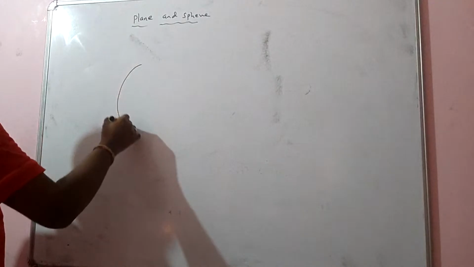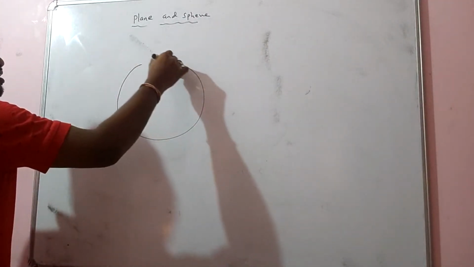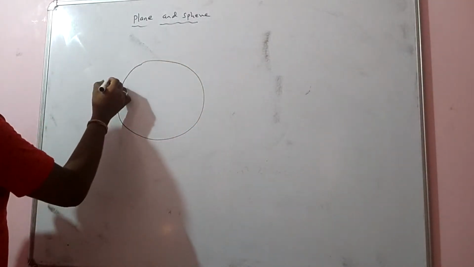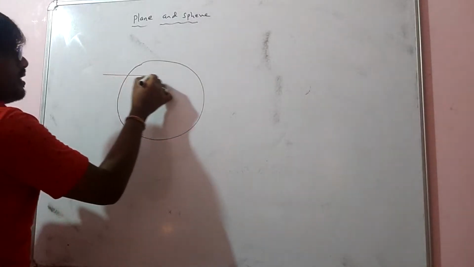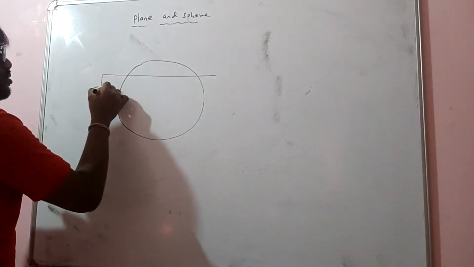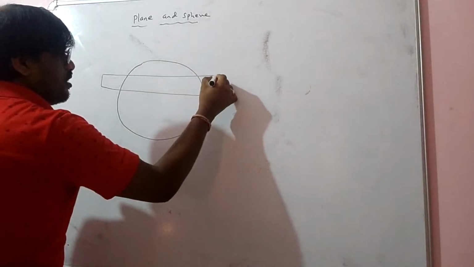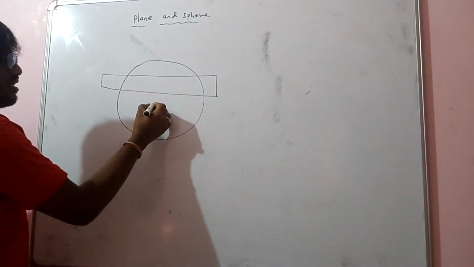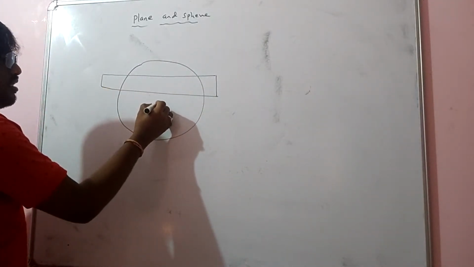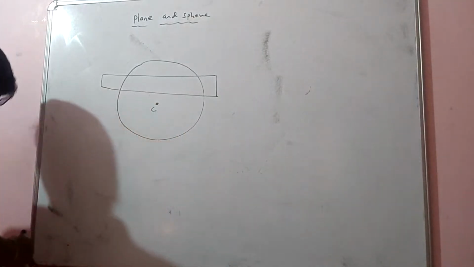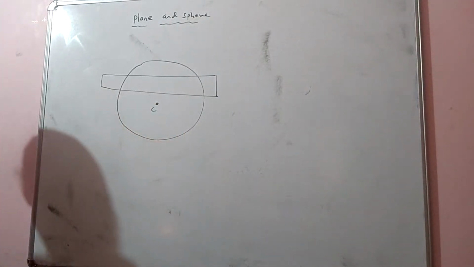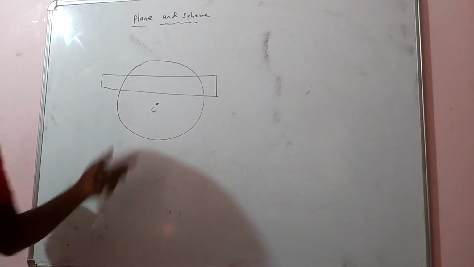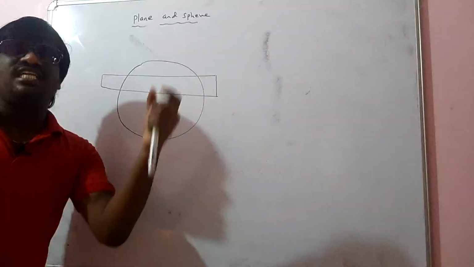Give me a minute. See here. This is the sphere, and you are cutting it with a plane. I'll draw a plane so you will understand clearly. The plane is cutting, and the center of the sphere is this. And whenever you cut this one, you get a circle shape here.